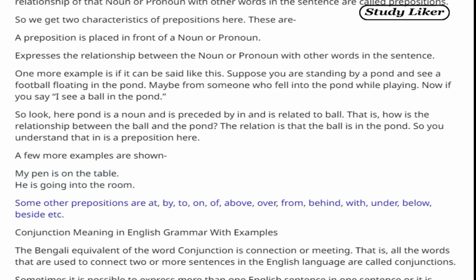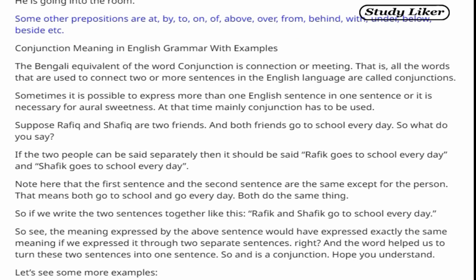Some other prepositions are at, by, to, on, of, above, over, from, behind, with, under, below, beside, etc. Conjunction meaning in English grammar with examples. The Bengali equivalent of the word conjunction is connection or meeting.